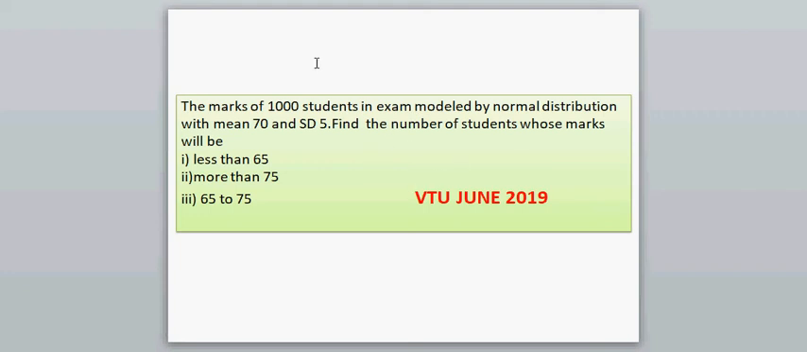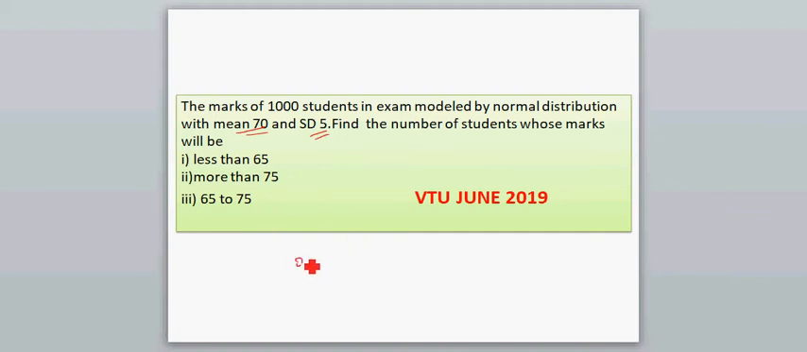So in this problem, mean and standard deviation values are given. The mean value is 70 and the standard deviation is 5. By using these two, we first have to calculate the probability for students having less than 65 marks, greater than 75 marks, and 65 to 75 marks.